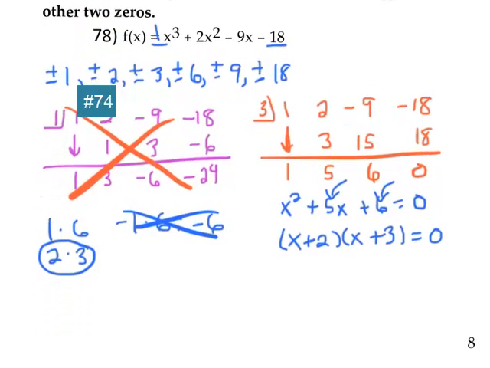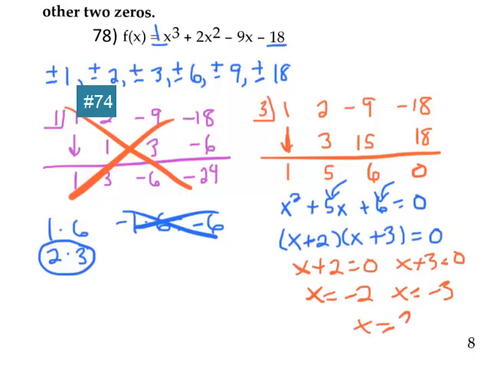And so then we just need to figure out what our zeros are. We'd set each of these equal to 0 and solve. So that means x equals -2, x equals -3, and from our synthetic division, x equaled +3. So there's our 3 zeros.